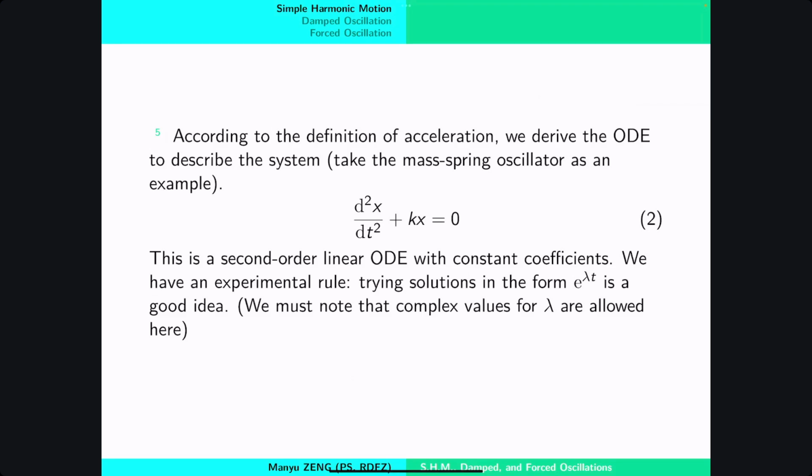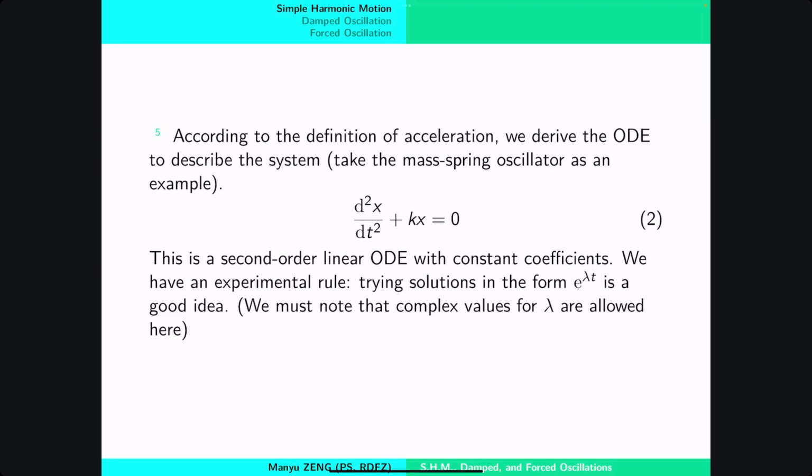So we have an experimental rule for this type of ODE. We should note that only this type of ODE has this rule: try solutions in the form e to the power of lambda t. Here t is the independent variable. So if your independent variable in the ODE is x, then you should use e to the power of lambda x. Here we use t.